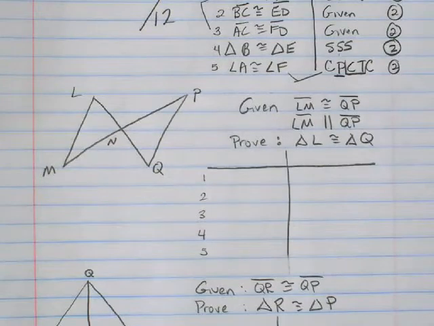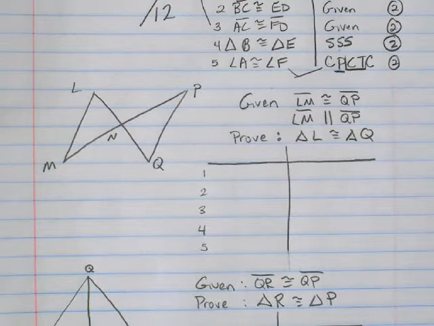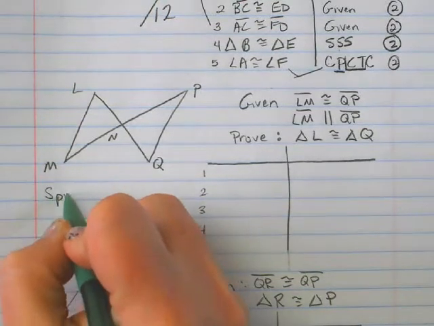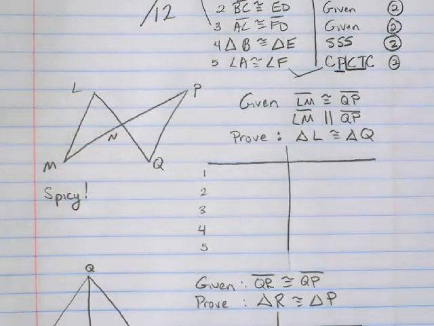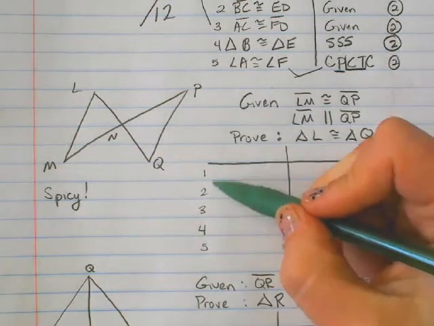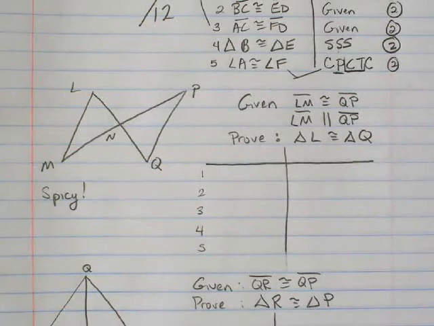Let's look at our next problem. We call this spicy. It's not difficult, it is simply spicy. It only takes 5 steps. If it takes you more than 5 steps, something has gone wrong. Be careful of what you're given. Be careful of what you're trying to prove. Pause the video, try it on your own, then restart it to check your answer.